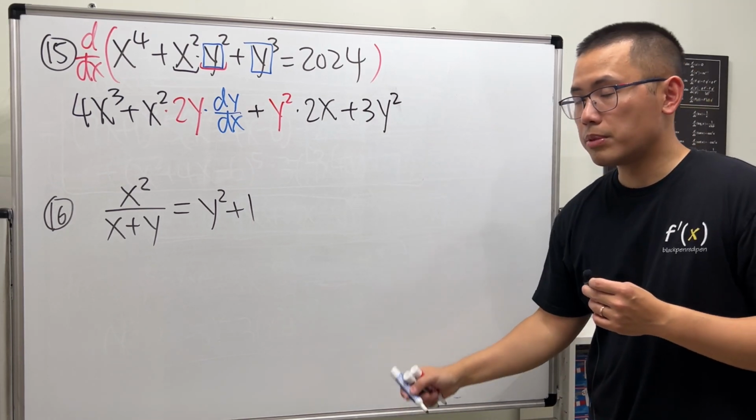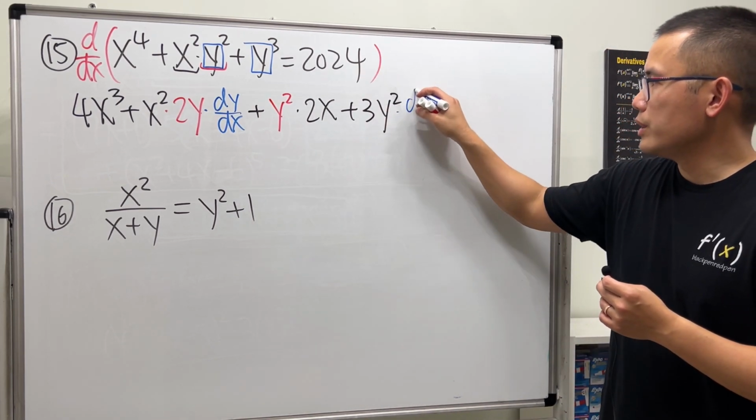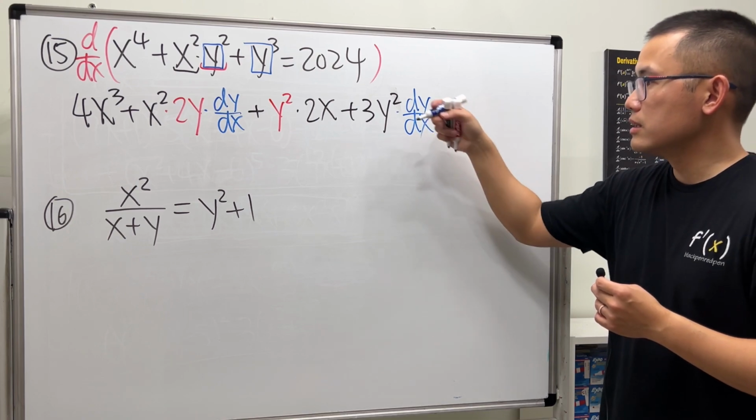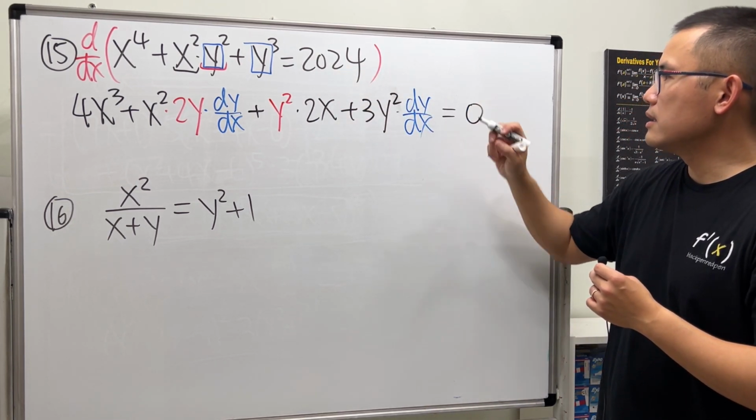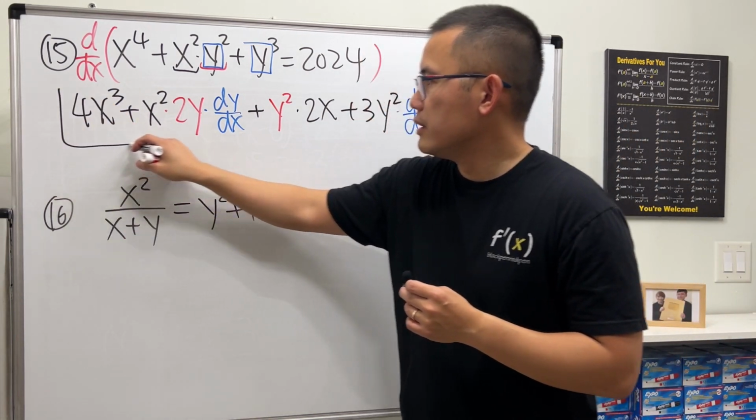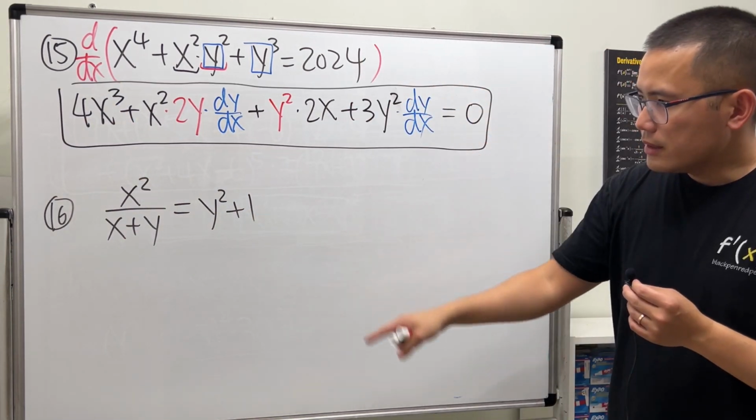And here we multiply by the derivative of the box. So we need the dy dx, just like that. And then the derivative of a number, that's constant, is just going to be 0. So this right here will do it. All right, the next one.